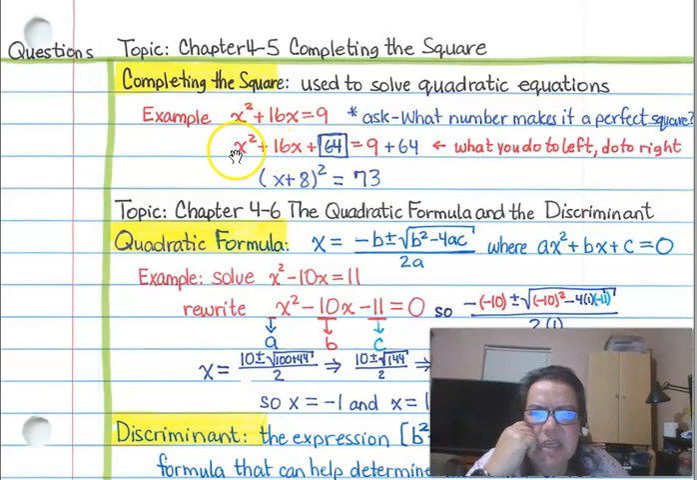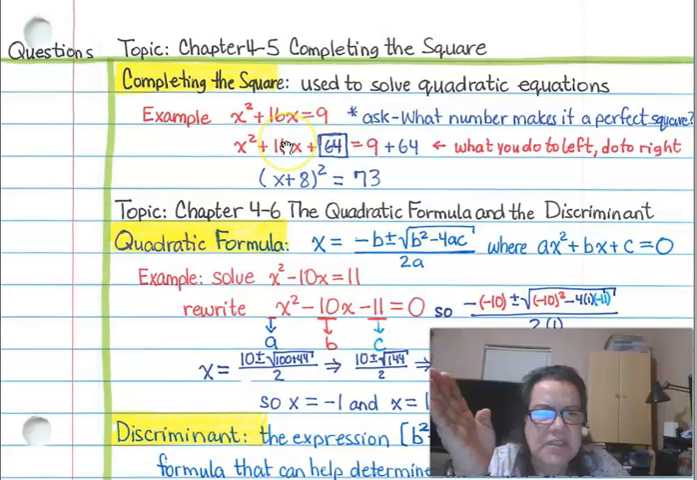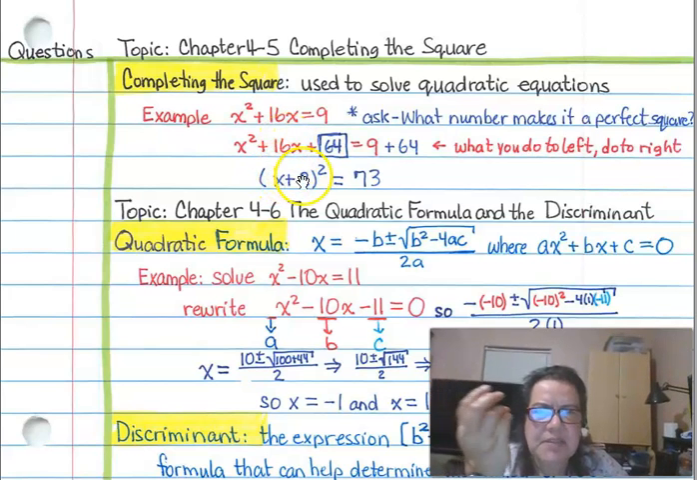It would be x times x to give me x squared. 8 times 8 gives me that 64. And then how do I get 16? Well, it's 8 plus 8. So bingo, those would be my factors, x plus 8 squared. Because in other words, it would be x plus 8 times x plus 8. Perfect, that would do it.